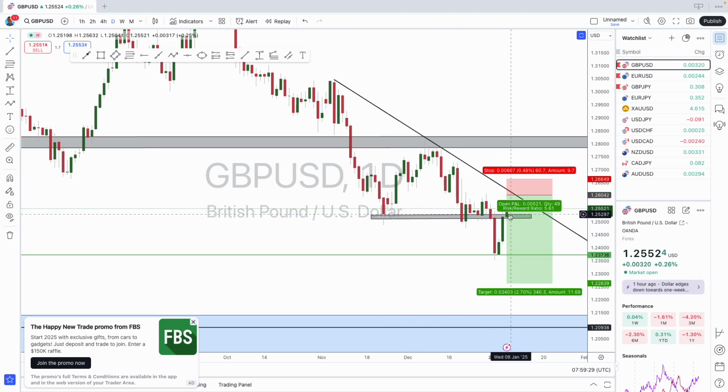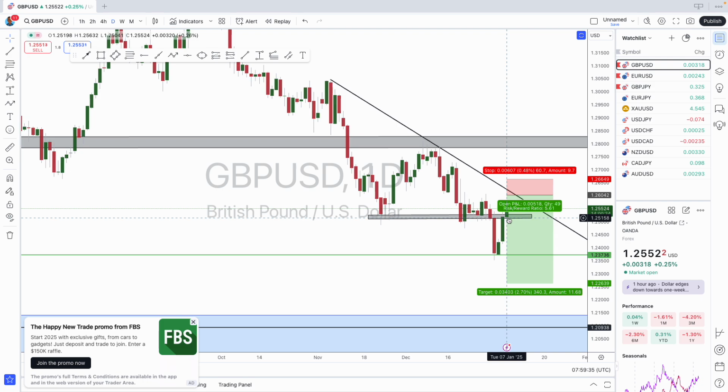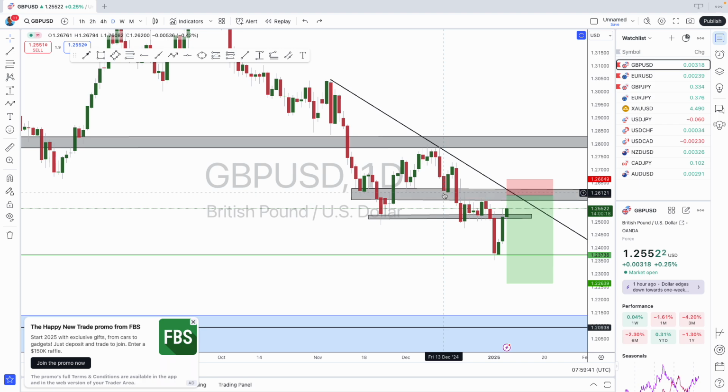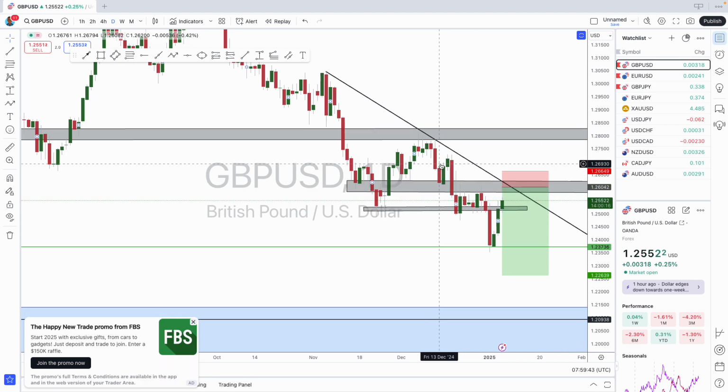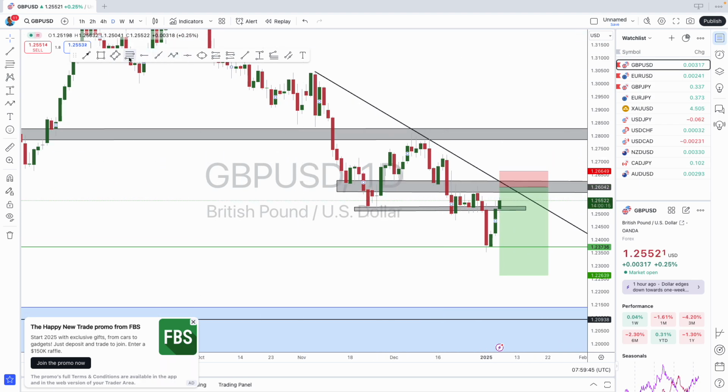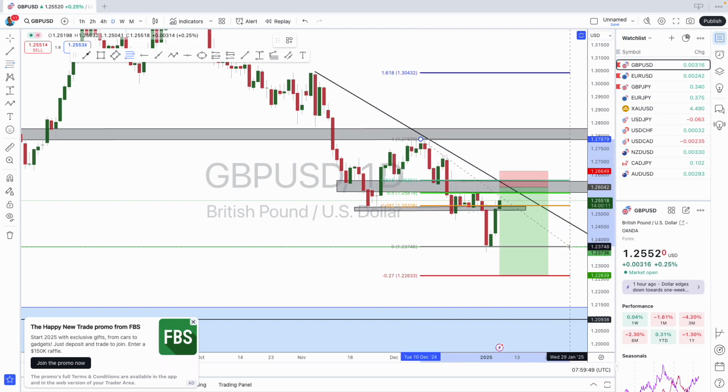We got here and people started selling. I started seeing some people talk about selling here. I wasn't convinced about selling here. I wanted the touch of this trend line. Why did I want the touch of this trend line? Because if you draw your Fibonacci from swing high here to swing low here, you see it fits nicely.